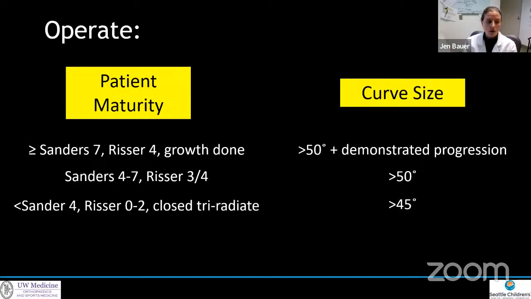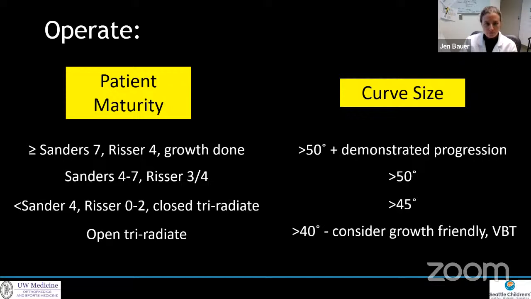If they're very young, Sanders less than 4, but they still have a closed triradiate, then we can do a fusion. And we can do that even if they're not quite 50 degrees, if they're 45 degrees, because again, they have so much growth left, we want to try to capture this and prevent what might become a much larger, worse curve if we continue to wait.